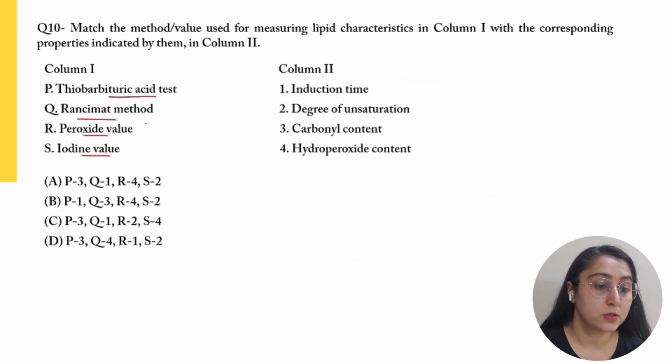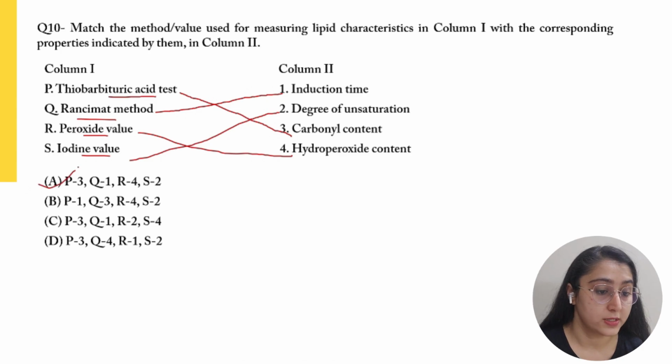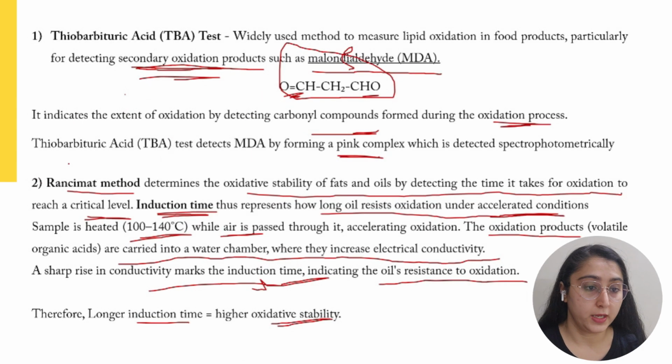Therefore, the correct answer to this question: we have the thiobarbituric test, which we have seen helps to test the carbonyl content. The Rancimat method will give us the induction time, and then peroxide value will give the hydroperoxide content, and iodine value will give the degree of unsaturation. Therefore, the correct answer to this question is option number A.